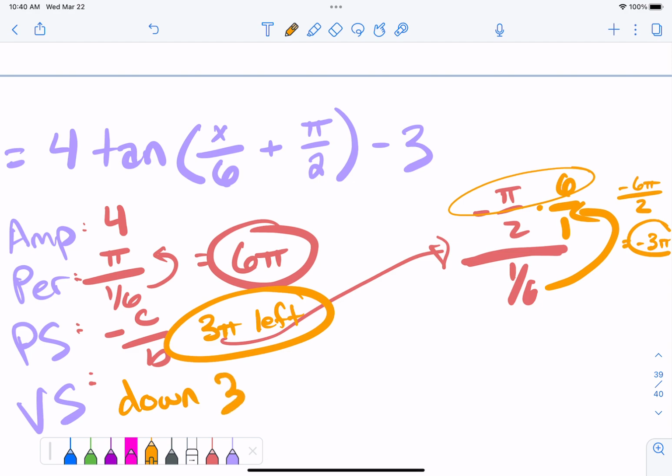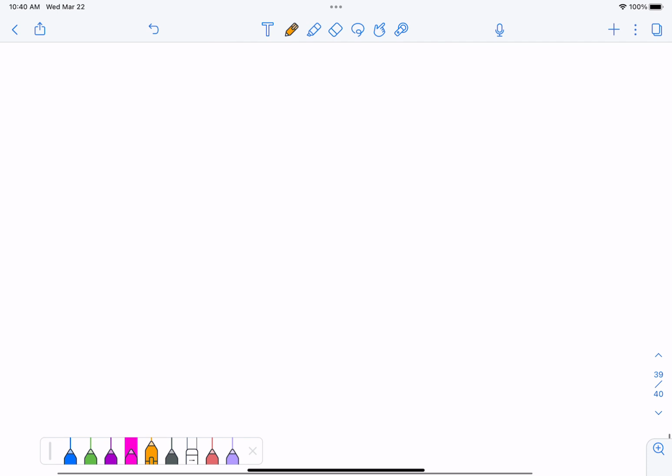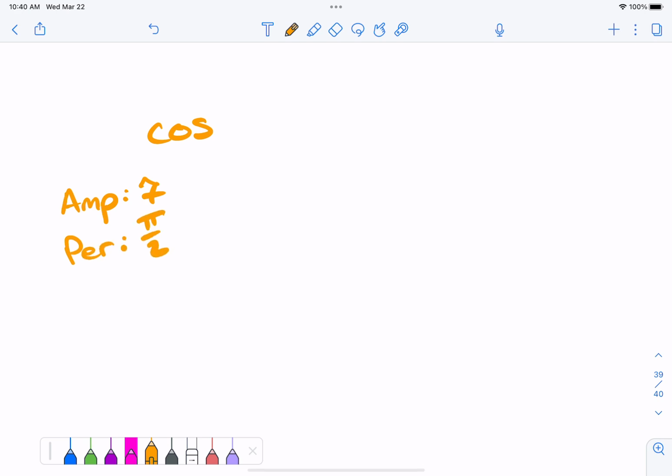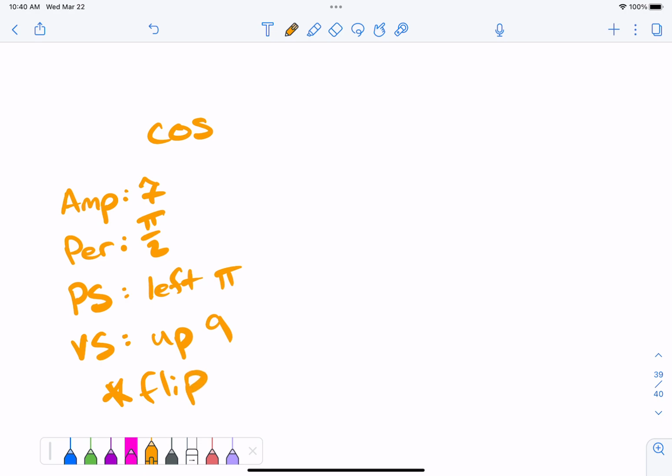Okay? Good? All right, let's do some where you put them back in. So I want a cosine function where the amplitude is, let's say, 7. I want the period to be, we'll do a hard one, pi over 2. Let's say the phase shift is left pi. And let's say vertical shift is up 9. I don't know. We'll do something crazy. And he's flipped. We'll do all of them, right? Put them back in.